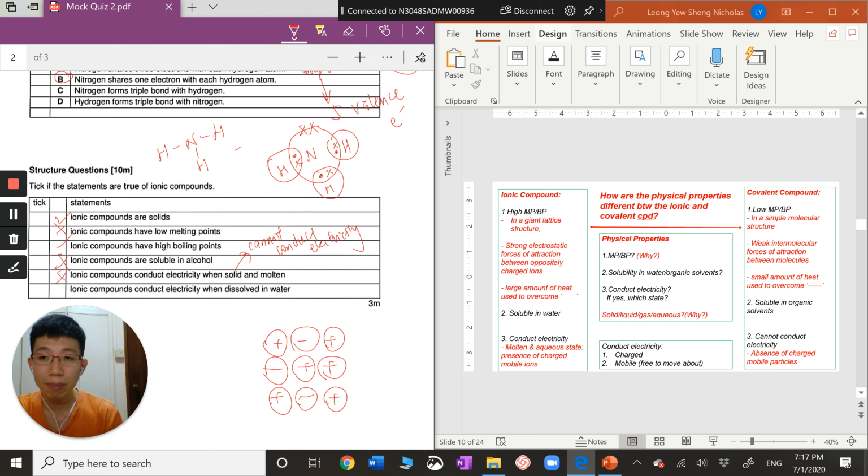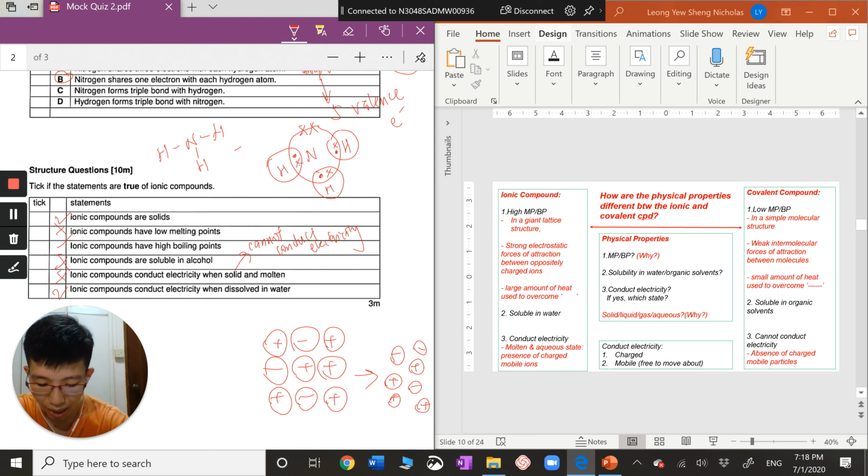During molten state, it means it must have overcome the strong electrostatic forces of attraction between positive ions and negative ions. When that happens, all your ions will be free to move about or slide about one another. Recall your kinetic particle theory, where they are in a disorderly manner and able to slide around one another. That's why they can conduct electricity in molten state but not in solid state. So the last one is true.